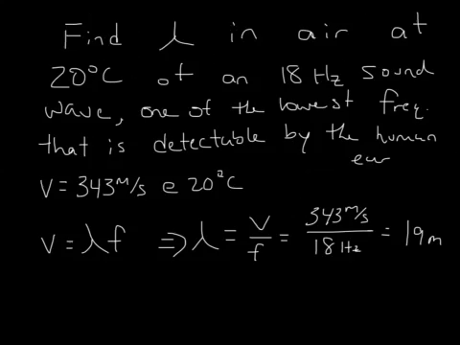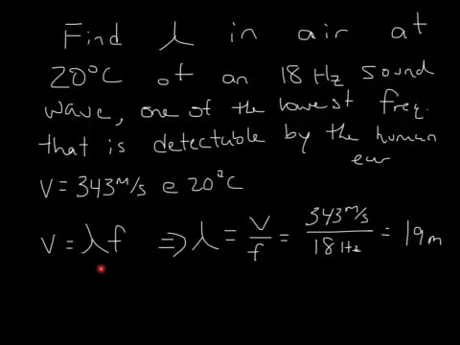So if we're going to do an example problem here, we're trying to find the wavelength in air at 20 degrees Celsius of an 18 hertz sound wave. 18 hertz is one of the lowest frequencies that is detectable by the human ear, unless you've been wearing your earbuds too much, in which case you may not be able to hear 18 hertz. So the velocity of a sound wave in air at 20 degrees Celsius is 343 meters per second.